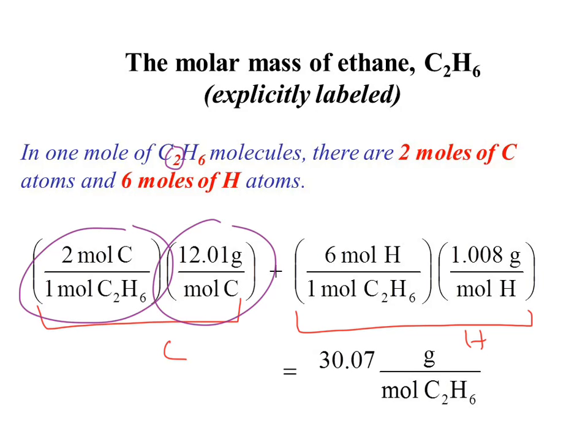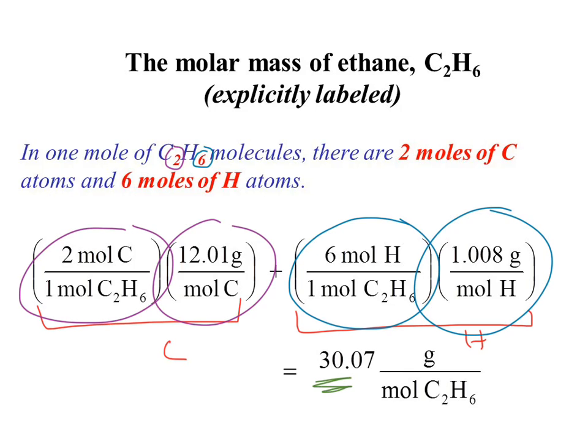Switching gears to hydrogen, there are 6 hydrogens. So in 1 mole of the compound, we would have 6 moles of hydrogen atoms. The decimal number for hydrogen is 1.008 grams per mole. So when the dust finally settles, rounding to 2 decimals, you'll get 30.07, and the units will be grams per mole.